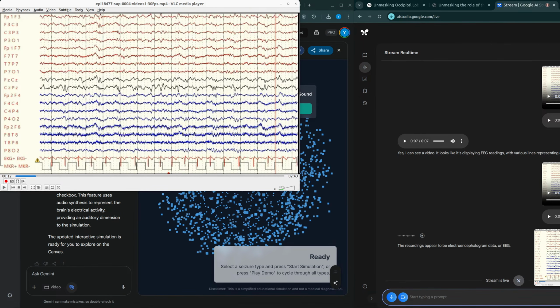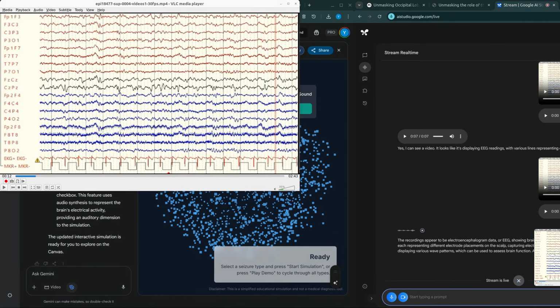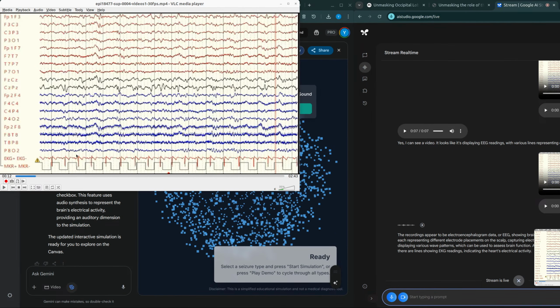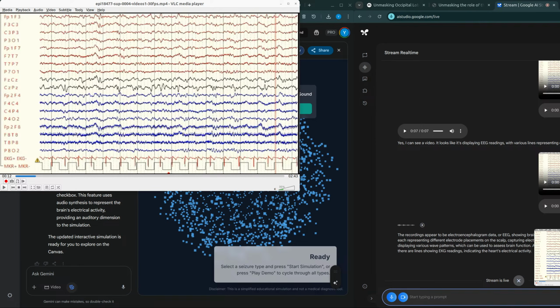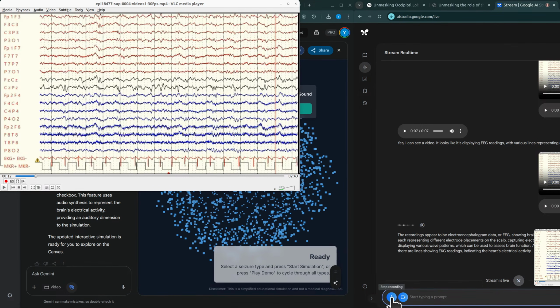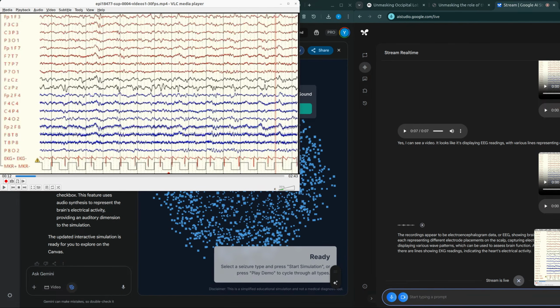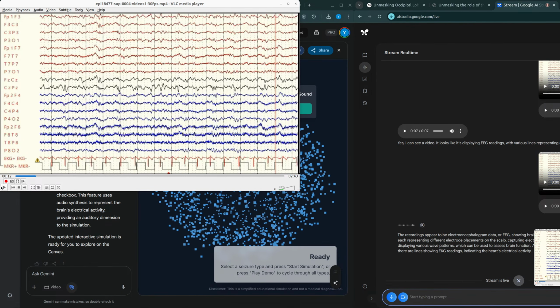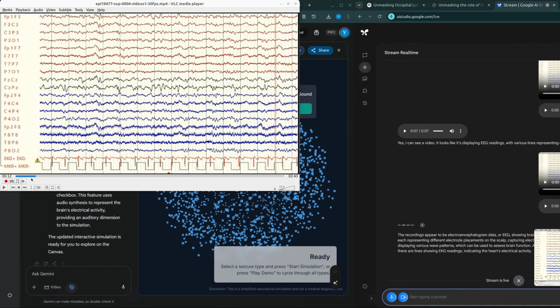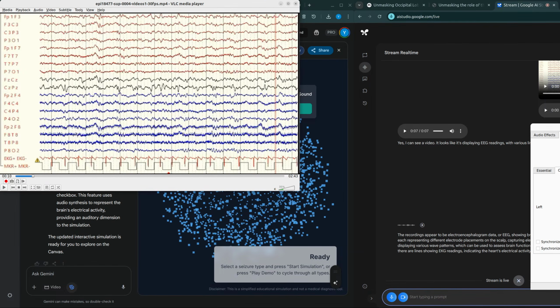The recordings appear to be electroencephalogram data, or EEG, showing brainwave activity. There are multiple lines, each representing different electrode placements on the scalp, capturing electrical activity from the brain. The lines are displaying various wave patterns, which can be used to assess brain function. Additionally, at the bottom of the screen, there are lines showing EKG readings, indicating the heart's electrical activity.